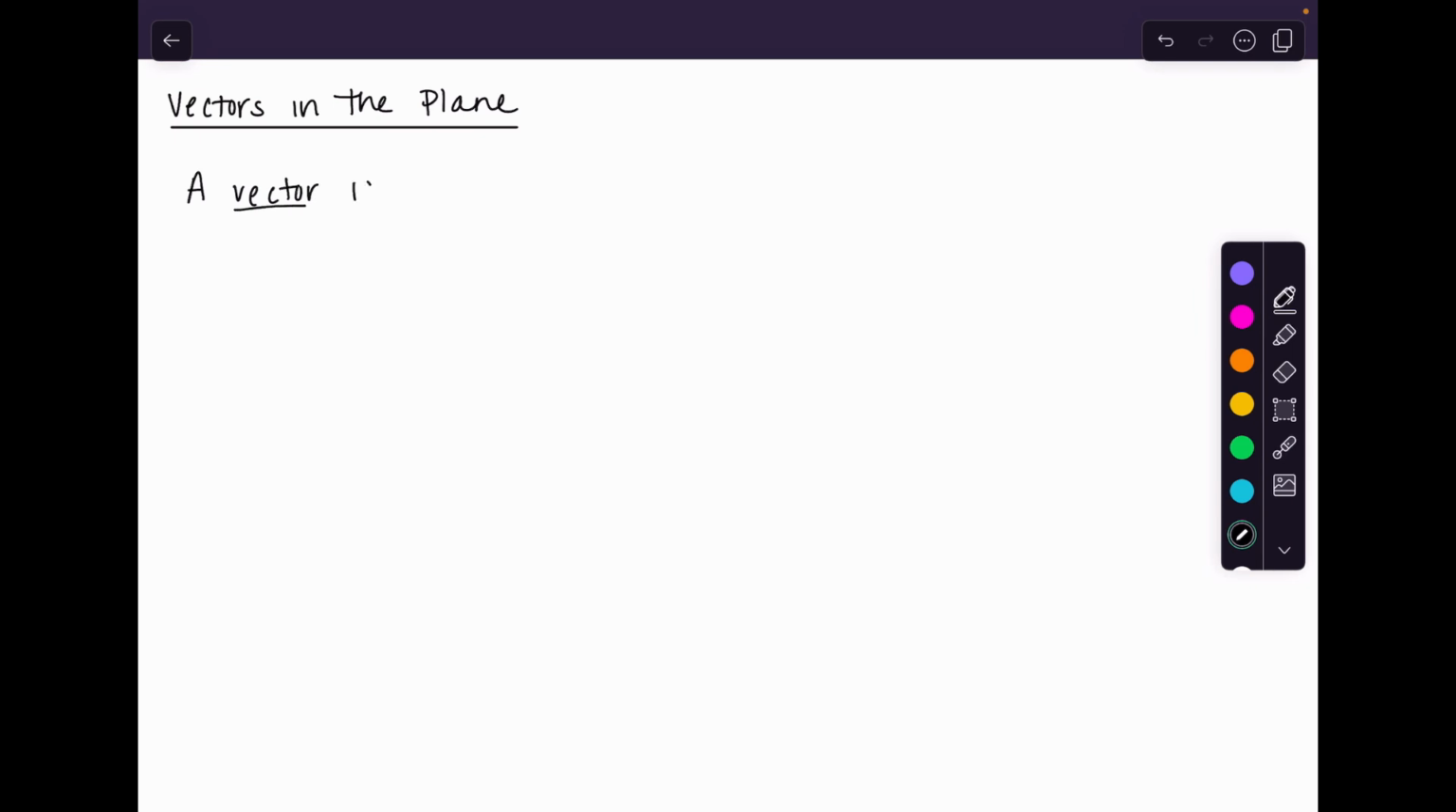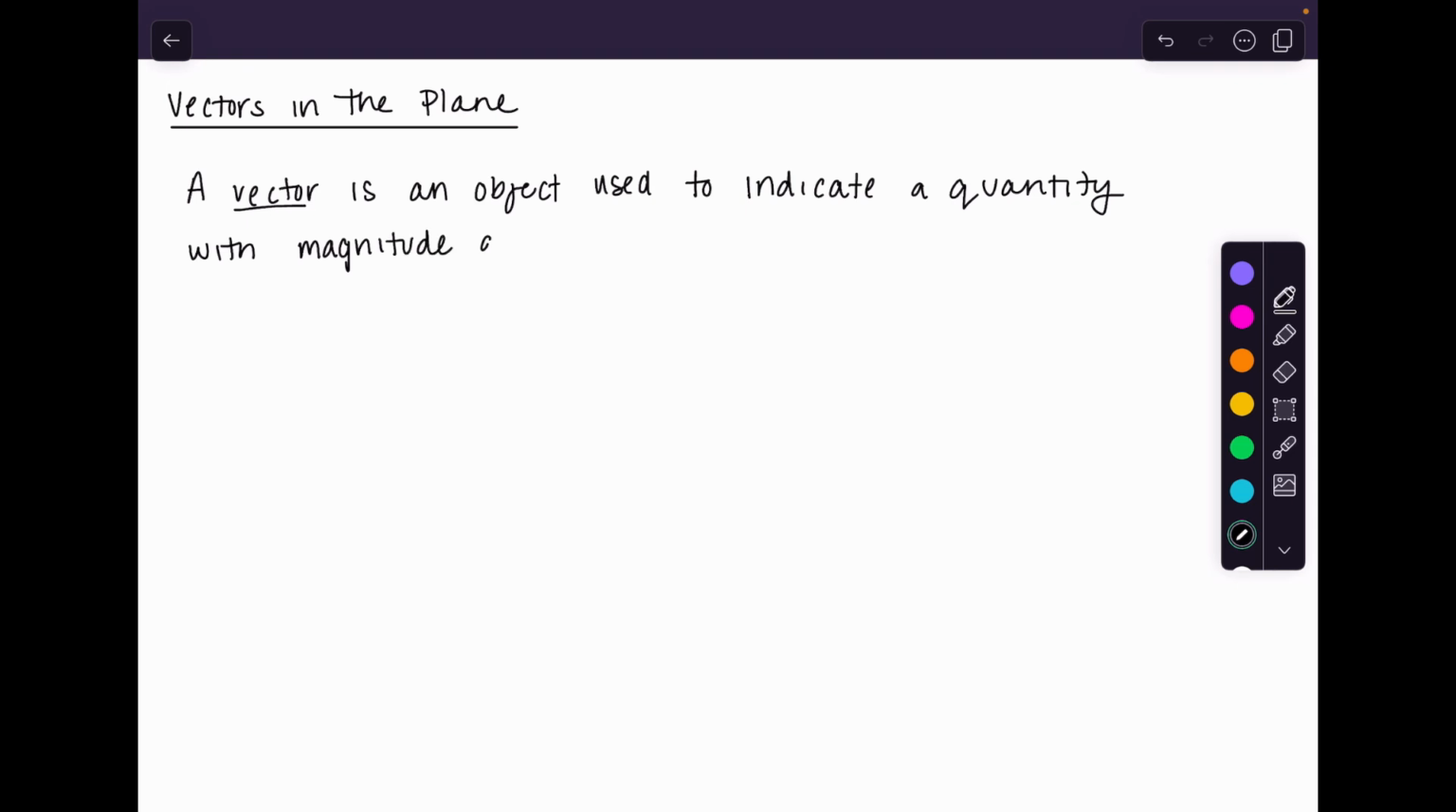is an object that's used to indicate some kind of quantity that has two things. It has magnitude and direction. And all magnitude means is some kind of size. So typically we use vectors for force. It indicates the size of force acting on an object.